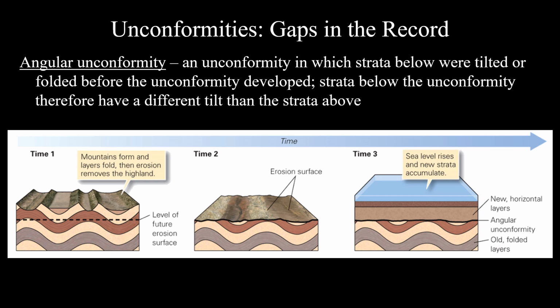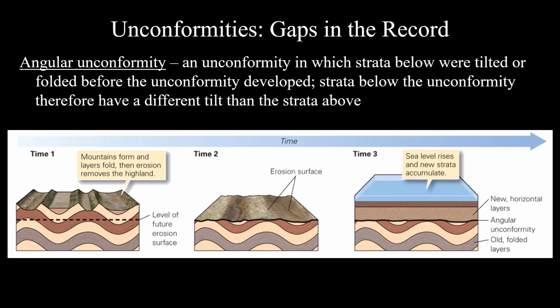So here are our three examples of unconformities. Here's an angular unconformity. Imagine in time one on the left, you have this folded sequence of rocks. Sea level is relatively low, so this is an area that is above sea level, so it's being eroded, and it's eroded over time. You can see now in time two, the erosional surface is there. Let's imagine that sea levels rise such that now this is under a few meters of water.